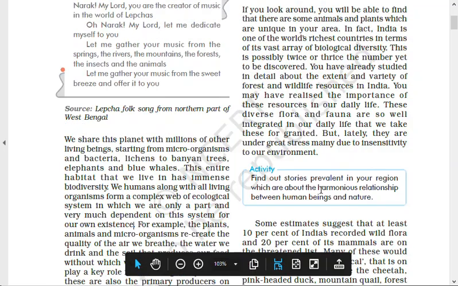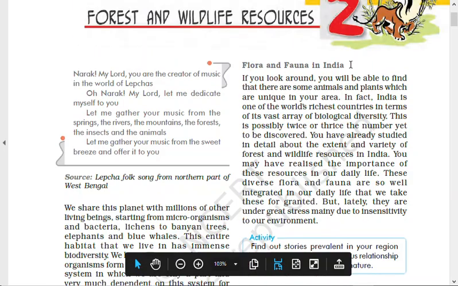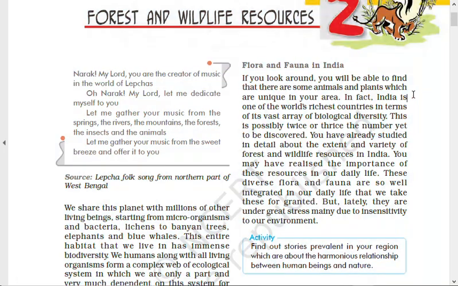Okay, so the next paragraph says, the flora and fauna in India. So this is another topic. If you look around, you will be able to find that there are some animals and plants which are unique in your area. Why does this happen? Why are they unique? Because of the geographical conditions. Not all animals are found everywhere. Like elephants are not found in Japan, right? Have you seen elephants in Japan?